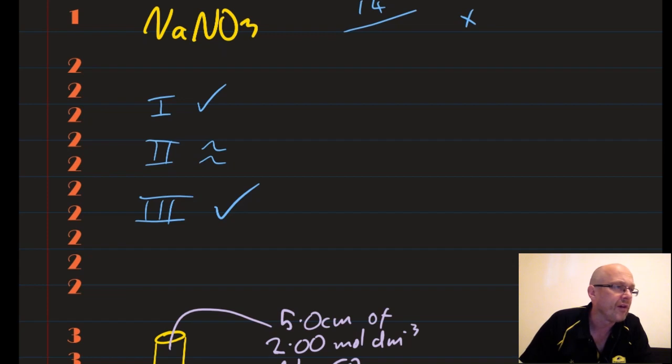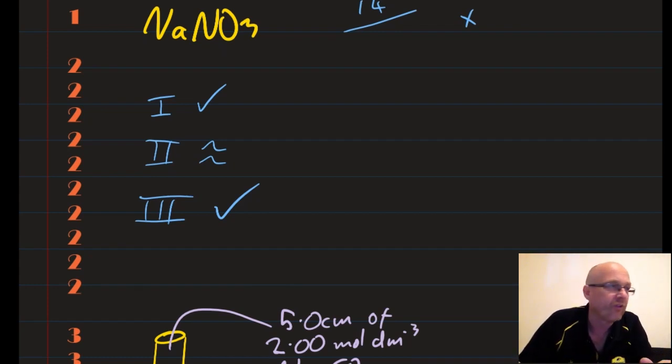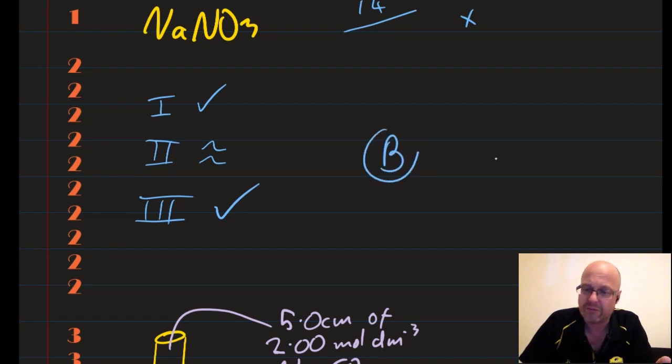1 and 3. Now what about 2? Let's have a think. All components must be in the same phase. No, I don't think that's true. You can have pepper floating on water. You could mix it in and you could argue that's a mixture. So I'm going to say that's wrong. So 1 and 3, I'm going to say the answer is B. Yes, 2B.